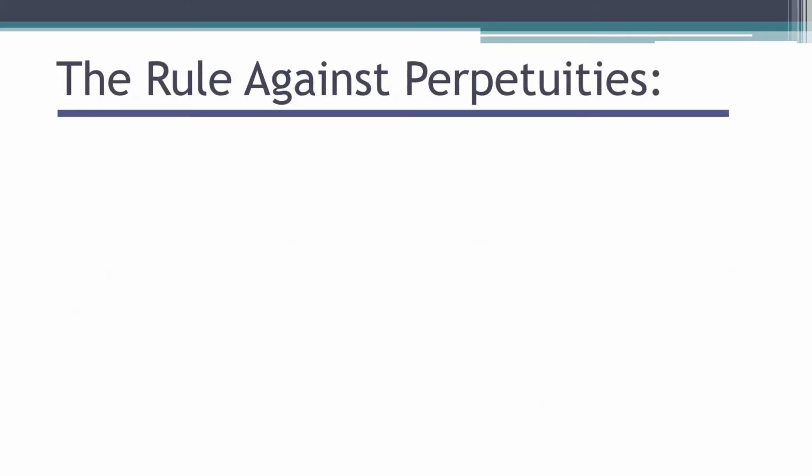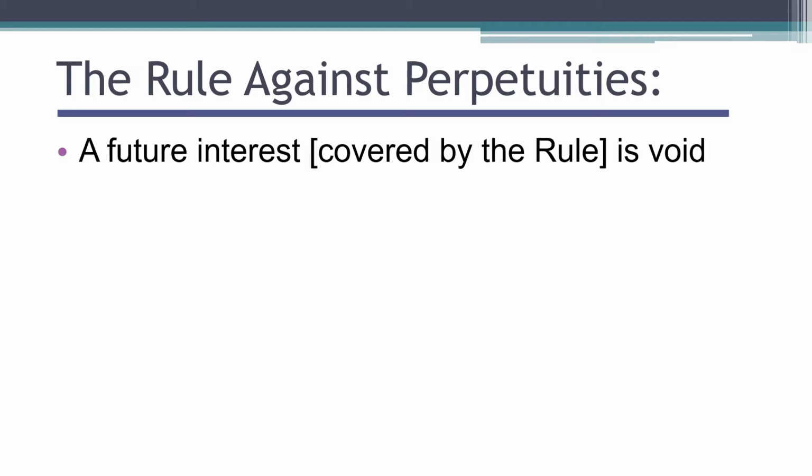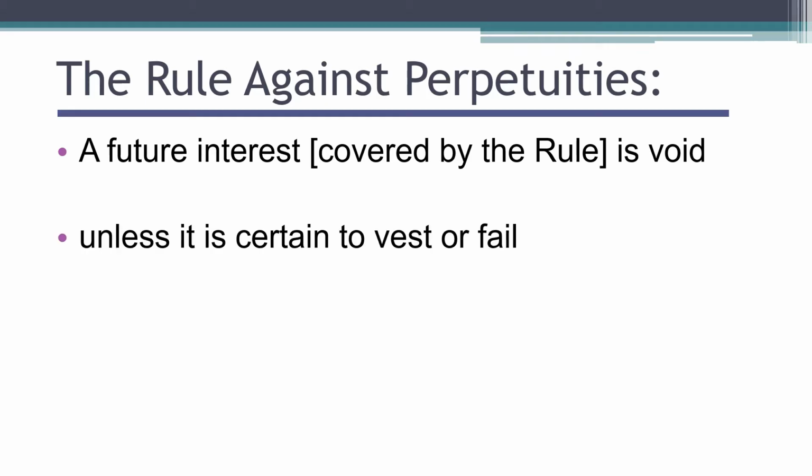So what does the rule against perpetuities say? How can you tell if a future interest that is within the rule is violated by it? Well, here's what it says. It's a little complicated, but it isn't really too bad. First, it says that a future interest covered by the rule is void unless it is certain to vest or fail within a certain time period.